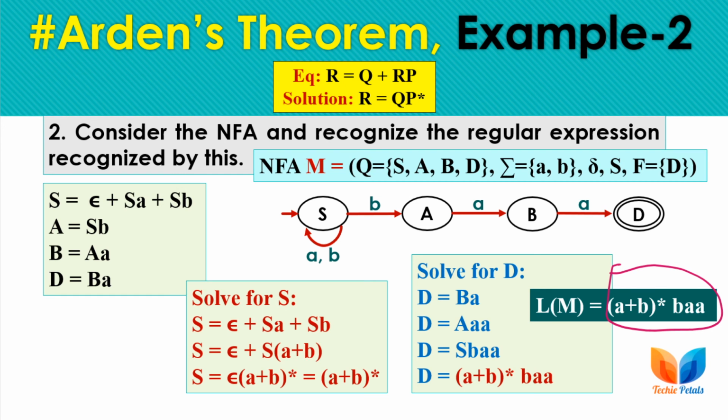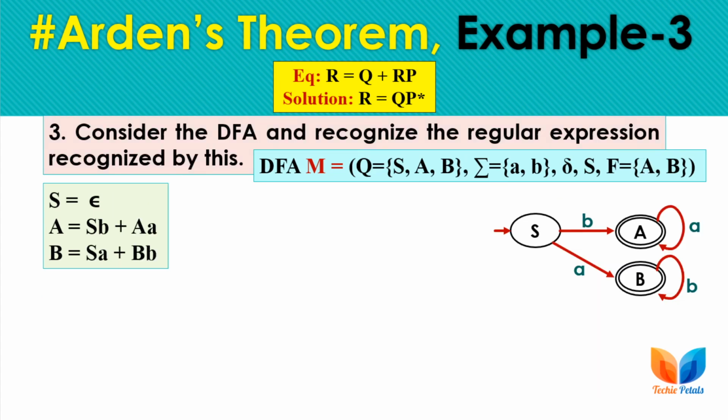So let's check another example where we can have more than one final state. Example 3 is defining a DFA M with 3 states S, A and B, 2 input symbols A and B, and final states are A and B. Now we have to follow a different approach, meaning we have to solve the expression corresponding to A and also corresponding to B, then union the results of both.